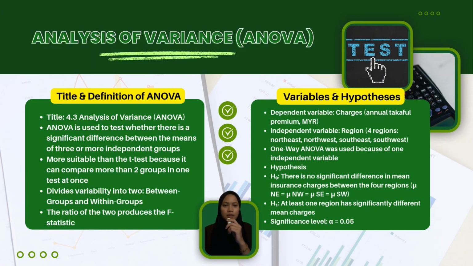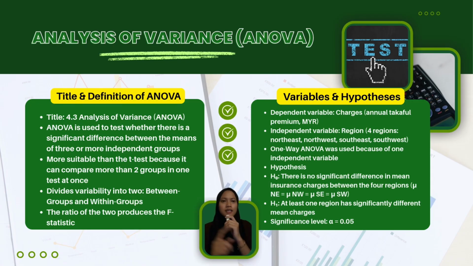The way ANOVA works is by splitting the total variability in the data into two parts, the variation between groups and the variation within groups. The ratio of these two components produces what we call the F statistic, which tells us whether the group differences are large enough to be statistically meaningful.